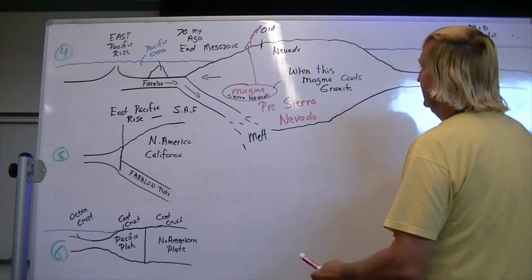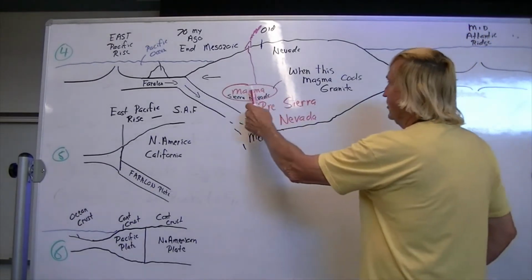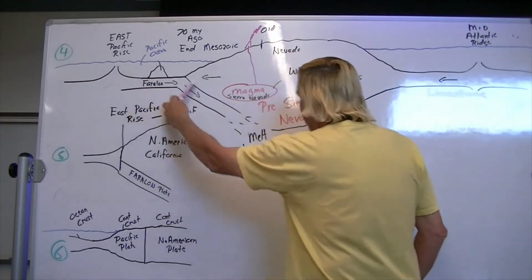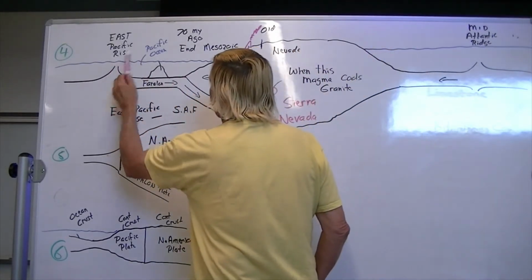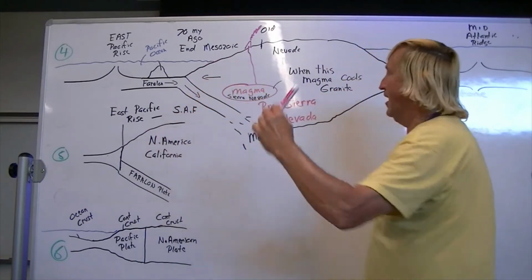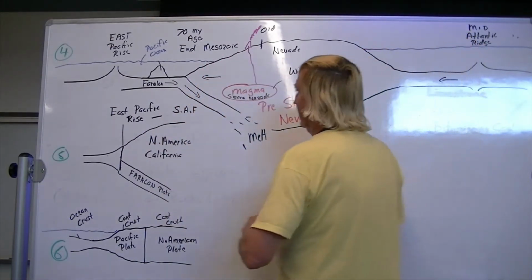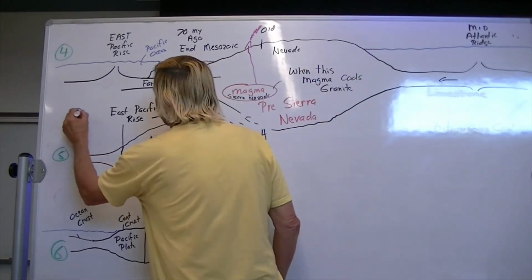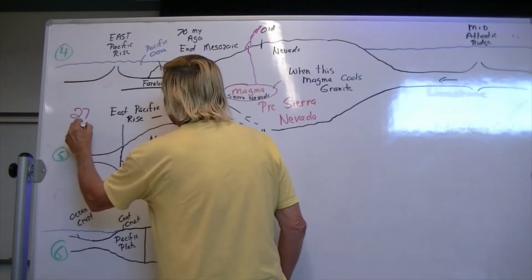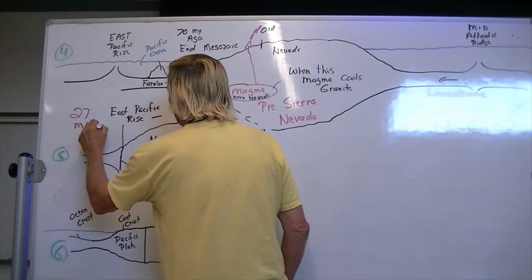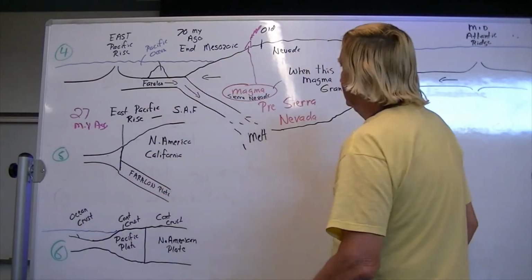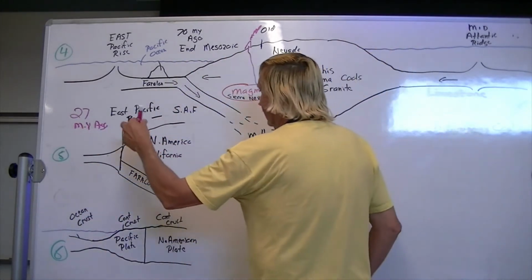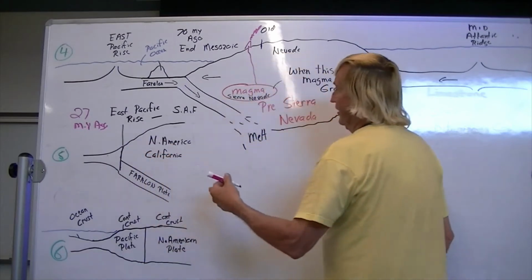And then what happens is the North American continent is going to consume all of the Farallon plate. It's going to go underneath North America. North America is going to make contact with the East Pacific Rise. That happens about 27 million years ago. And that is when the San Andreas Fault is born. And so our San Andreas Fault in California is a boundary between the Pacific Plate and the North American plate.